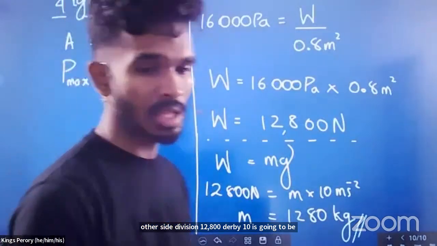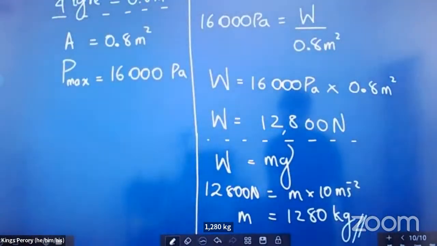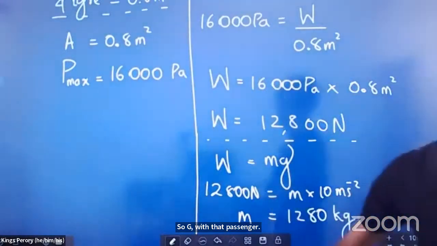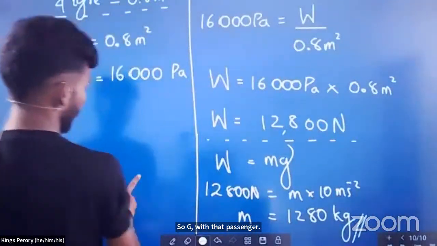So the Jeep with the passengers is 1,280 kg. Practical question.